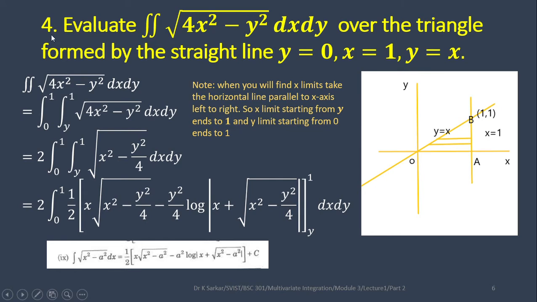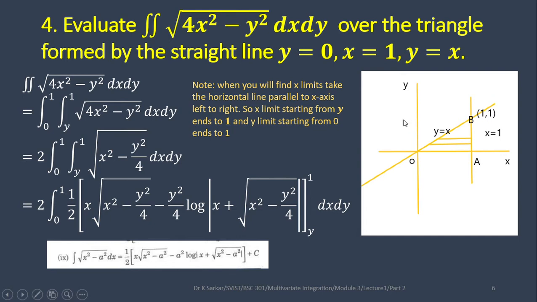Question number 4: evaluate the double integral of square root of 4x square minus y square dx dy over the triangle formed by the straight lines y equals 0, x equals 1, y equals x. First, let us draw the triangle taking these three straight lines. So y equals 0 means the x-axis, x equals 1 the line AB, and y equals x the line OB. B is the intersecting point of y equals x and x equals 1, that is (1, 1).